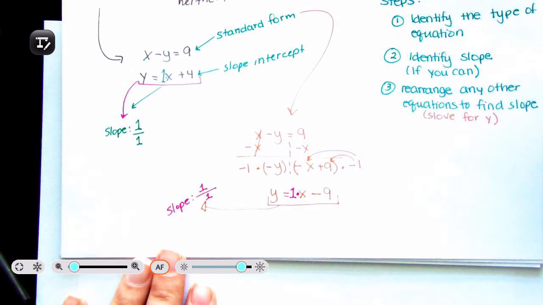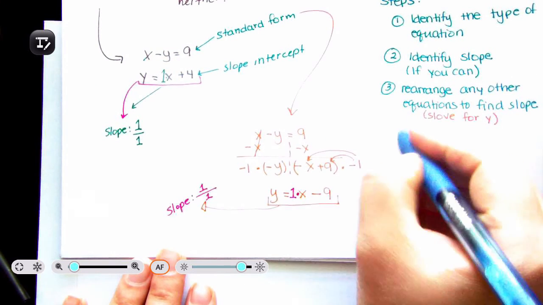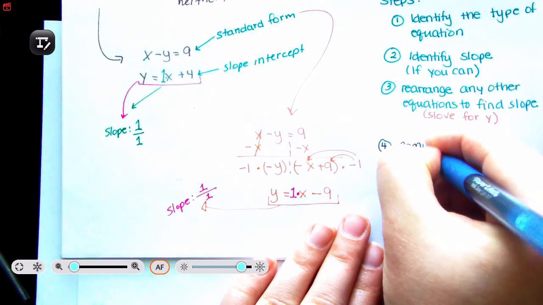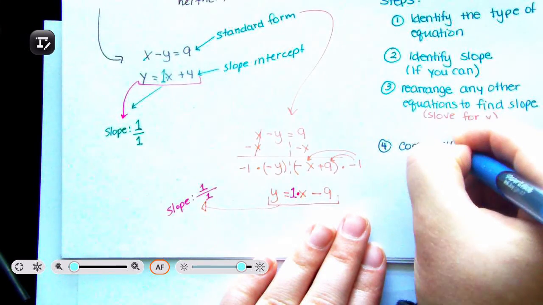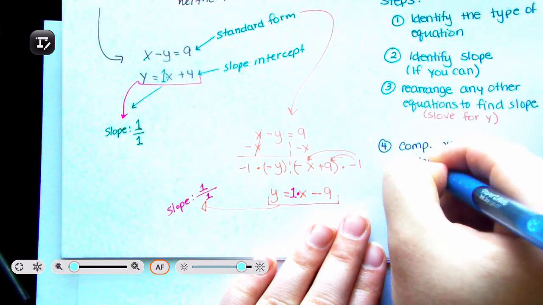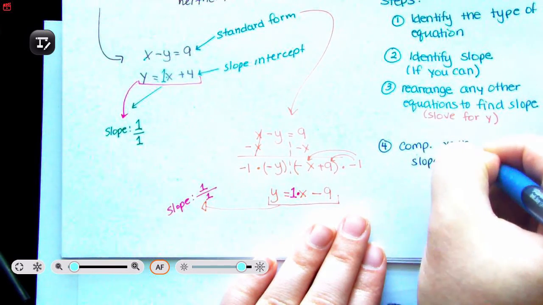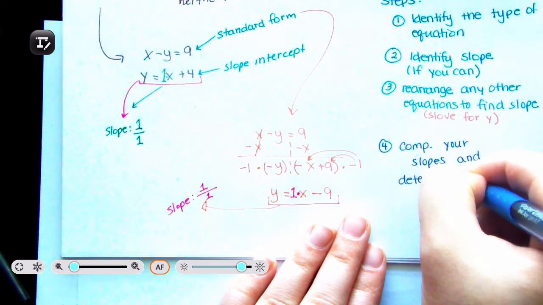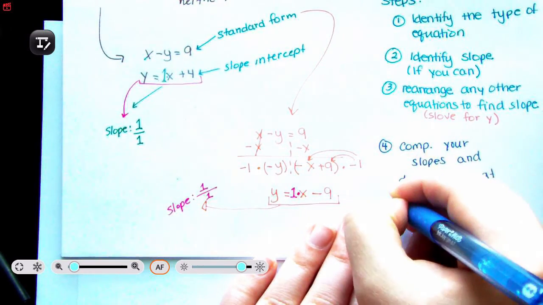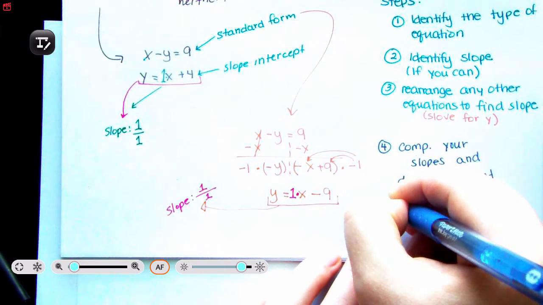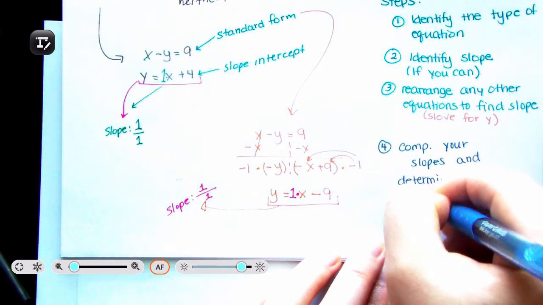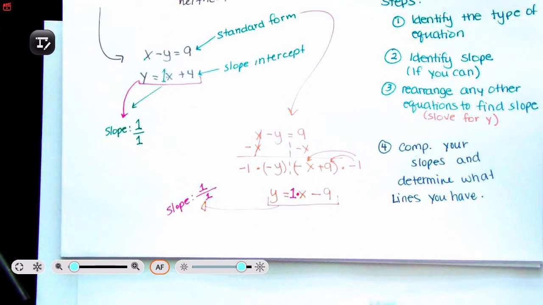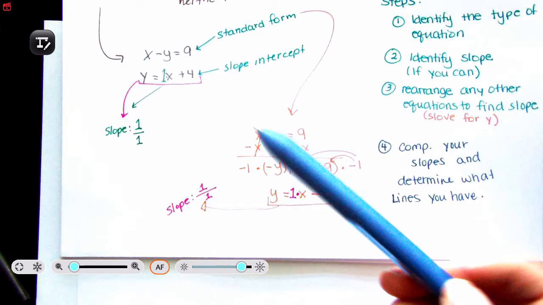Step number 4, compare your slopes and determine what lines you have. So again, are they parallel or perpendicular or neither?